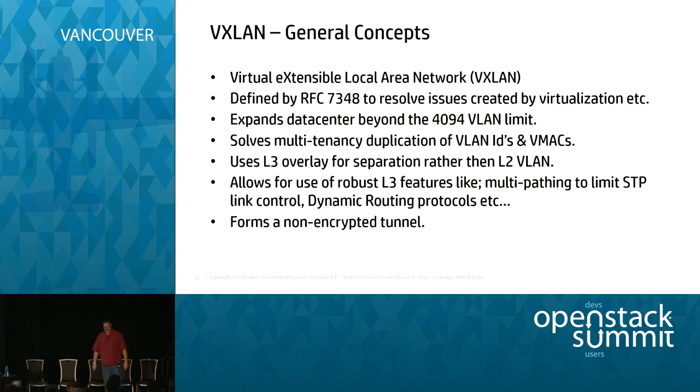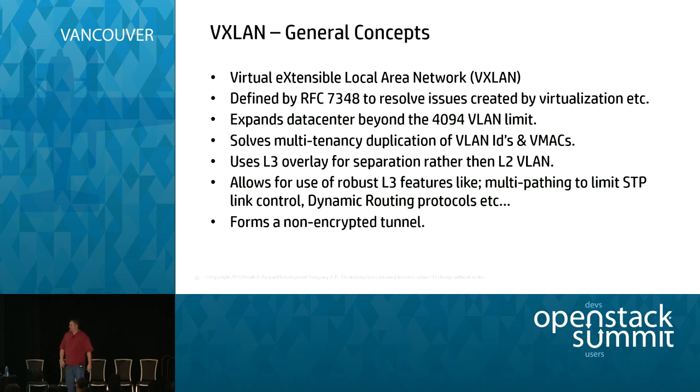VXLAN, your virtual extensible local area network, defined by RFC 7348. You notice there's an extra digit in there compared to the original IPv4 one, so a lot of things have happened since then. And it was built largely to resolve issues created by virtualization. Here we are, virtualizing. It expands that data center limit of 4094 that was created by VLANs, which sounded like a big number at the time. And now we've upped our game to, anyone know? 16 million is the new limit, right? So that's a big damn number.